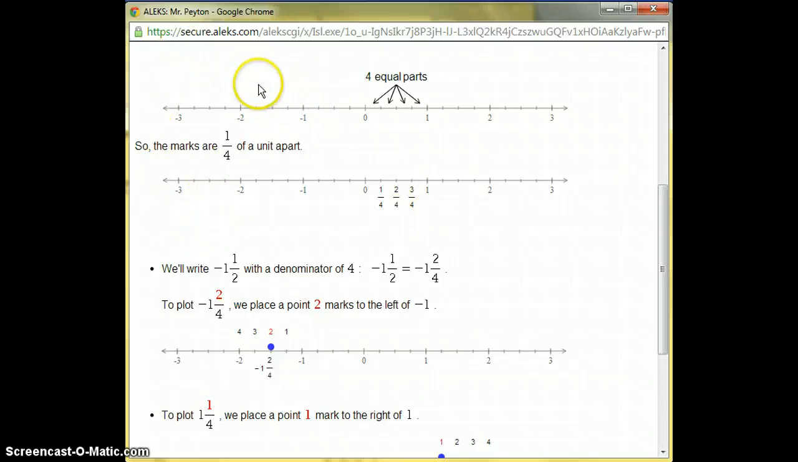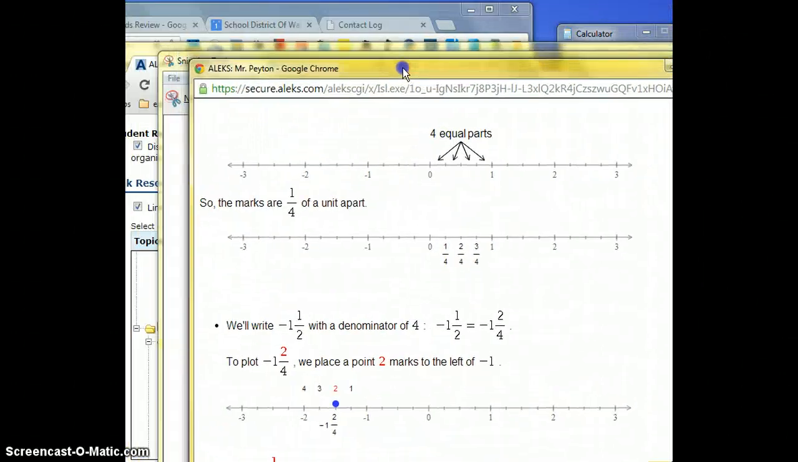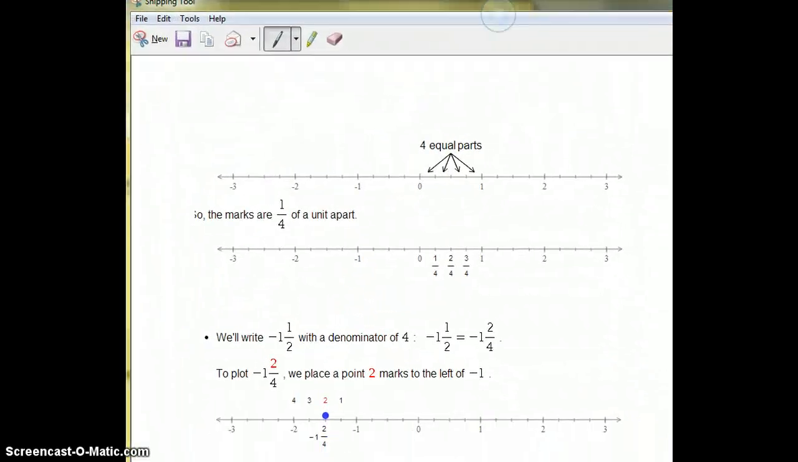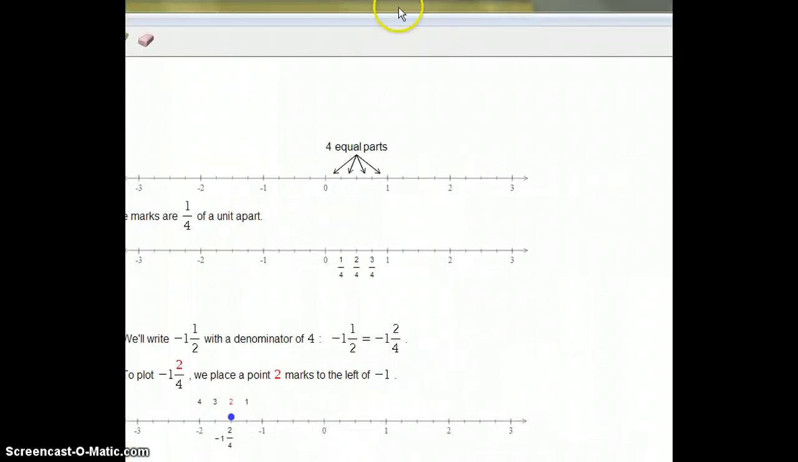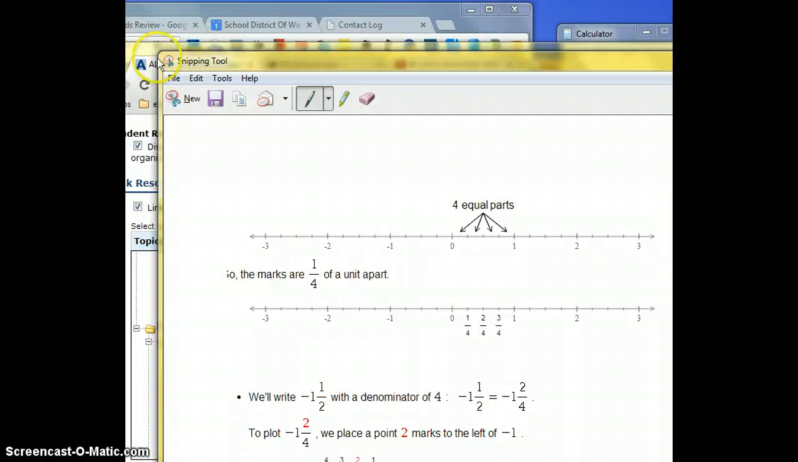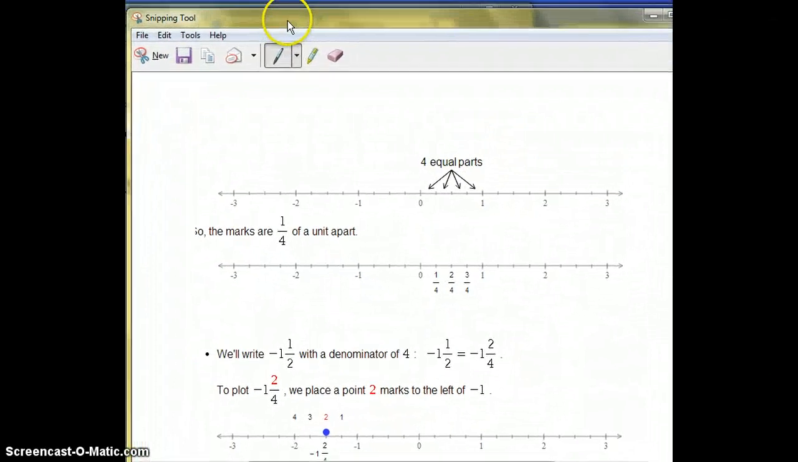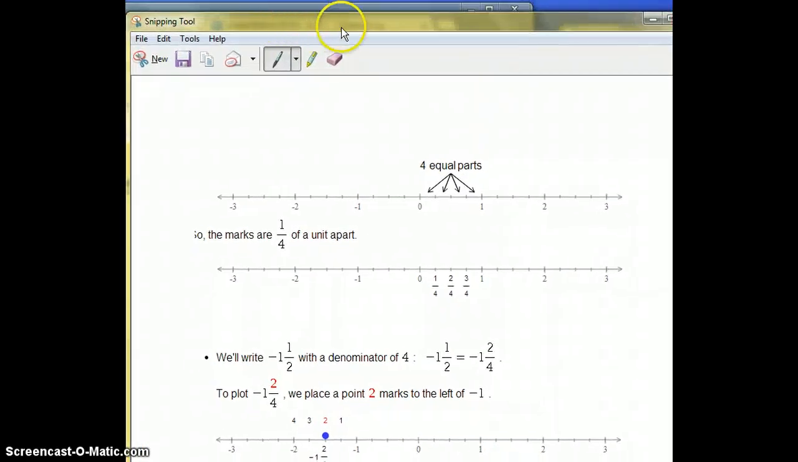Alright, Amber, this one is simply a review of what you've done before in the past. What you're going to see here is that it's just, again, converting things. It's nothing more than that.